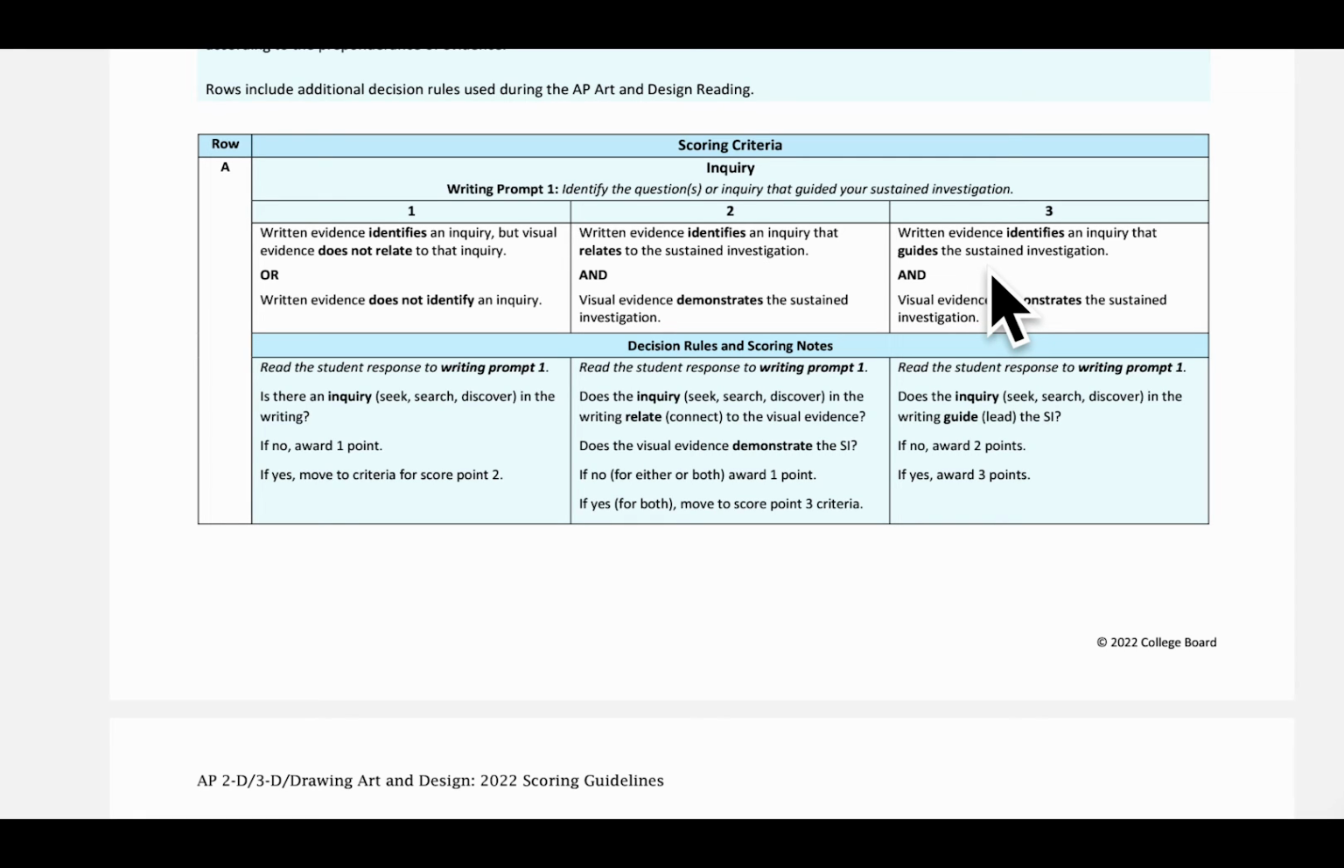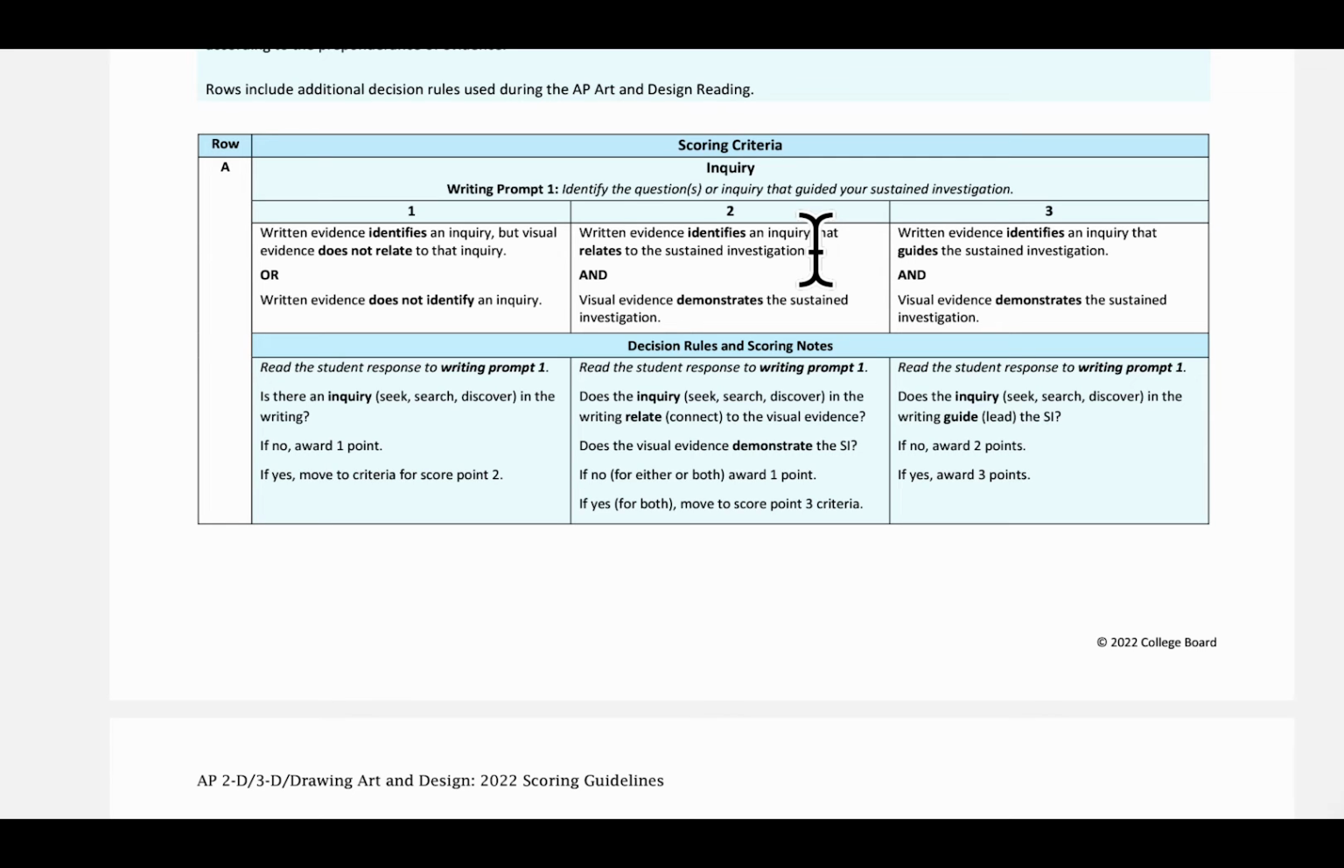If you say that you are doing research into game design and horror video games, and then you are actually creating something that does research about different games, and then also research into building a game, and then you're showing examples of your own ideas for that game, that is really going to show how your idea guided your investigation. Whereas a 2, whatever you said you were going to do in your written evidence, it relates to the sustained investigation. Like you might have said, well, I'm really interested in illustration and animation.